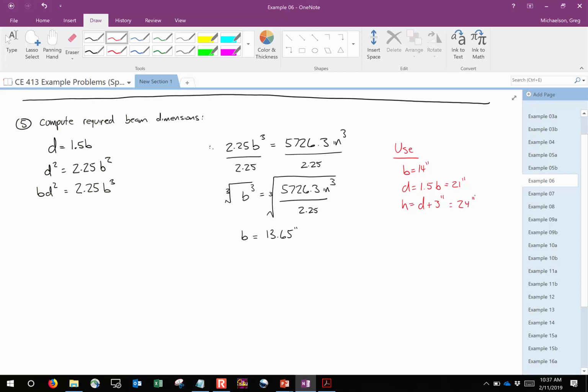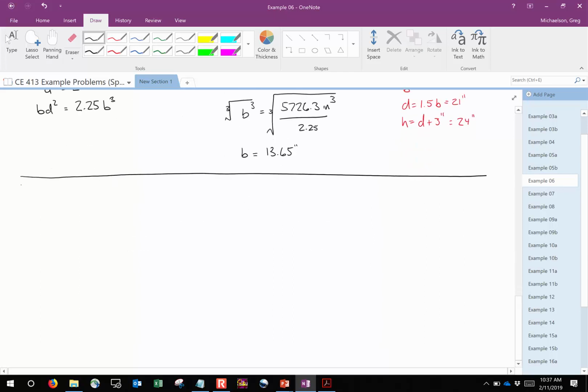Now, we're not done with the design process because we're missing something. What are we missing? We know the size of the beam, but what do we need? We need the steel. Now, for the area of steel required, remember how you compute that. It's really simple. You just take rho BD, okay?